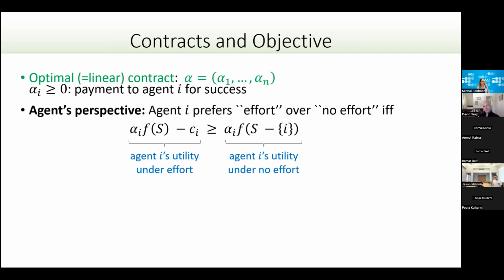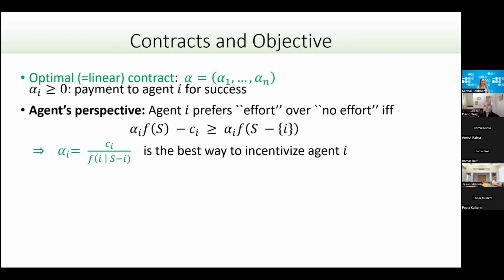So before, the agent received alpha I with probability f of s, now the agent receives alpha I only with probability f of s minus I. What's the trade-off? The trade-off is that if the agent exerts effort, then it also incurs the cost of CI. Whereas if it doesn't exert effort, the cost disappears.